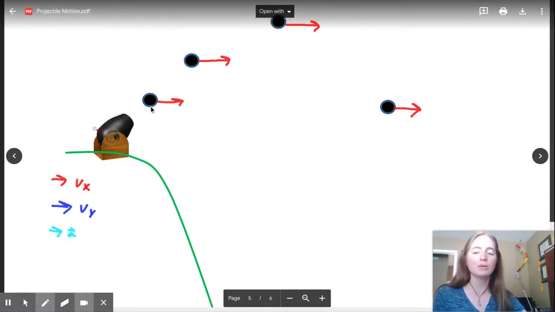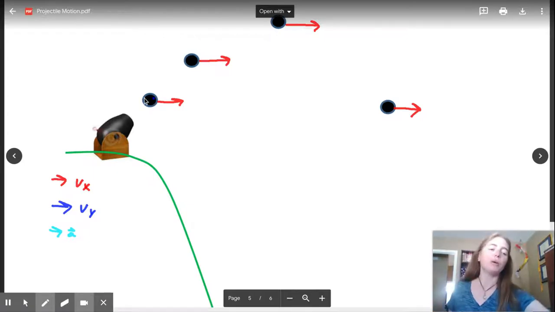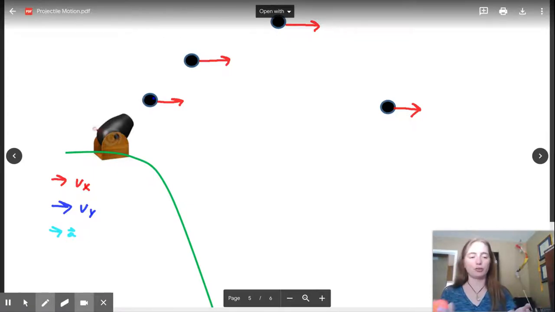So we now need to look at the Vy. So when we are taking our object and we are throwing it like this, notice there is a y component.